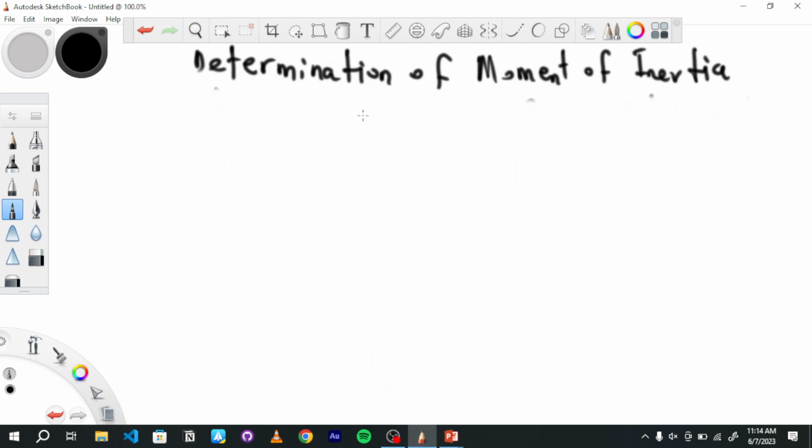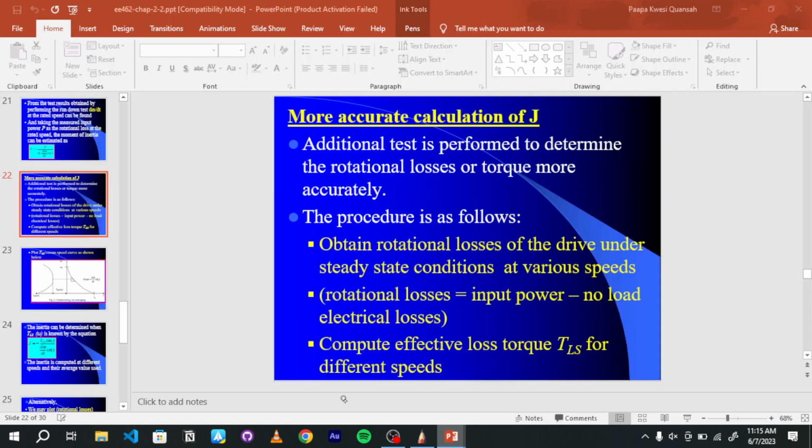run the motor at different speeds. You see, in the first case, we just ran the motor at a speed above the rated speed, allowed it to go off, and then measured the rate at which the speed is decreasing. In this case, you have to run the motor at different speeds and then measure the rotational losses at those speeds. So that's what is different: you obtain the rotational loss for the drive under steady state at various speeds.